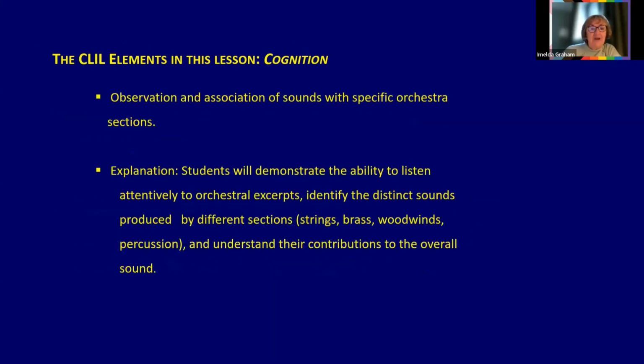The CLIL element of cognition will look at observation and association of sounds with specific orchestra sections. The explanation will be that students will demonstrate the ability to listen attentively to orchestral excerpts, identify the distinct sounds produced by different sections, such as strings, brass, woodwinds, percussion, and understand their contributions to the overall sound.